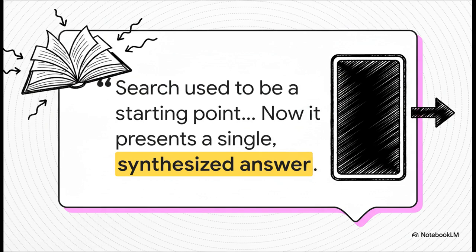Search used to be a starting point for exploration. Now it increasingly presents a single, synthesized answer before you ever even see the original sources. So the absolute crucial point here is that profound loss of control. When the search engine synthesizes the answer for you, it completely removes your ability to evaluate a variety of sources for yourself. You lose the chance to check for biases, dig into the context, and just explore a topic naturally. You are basically being handed a conclusion rather than a starting point.